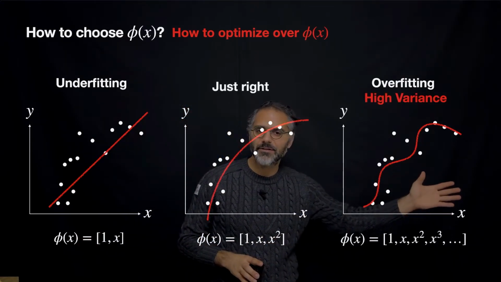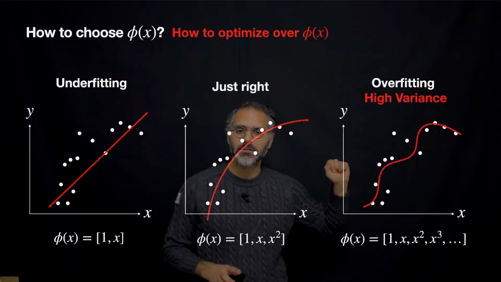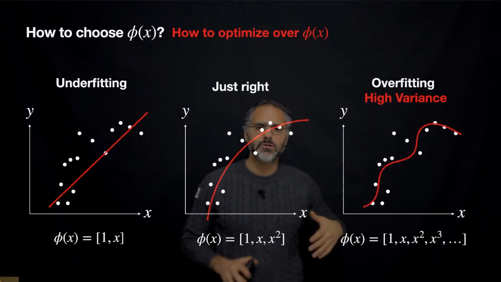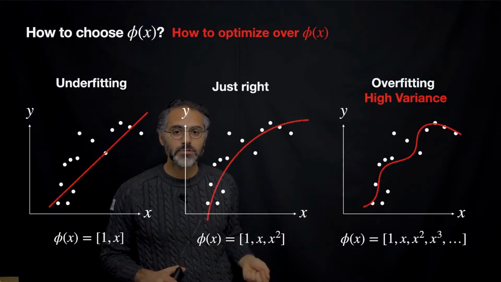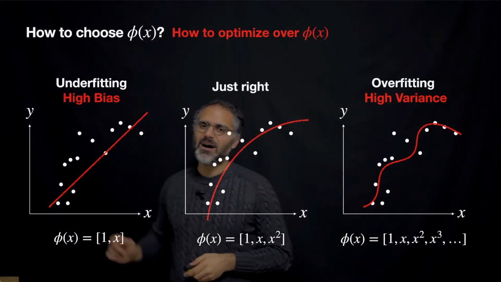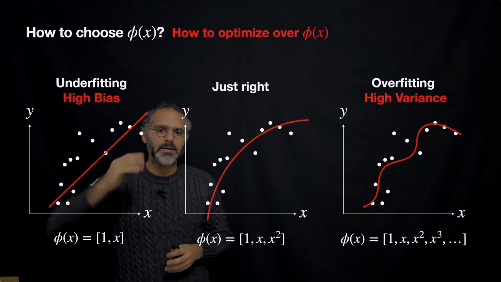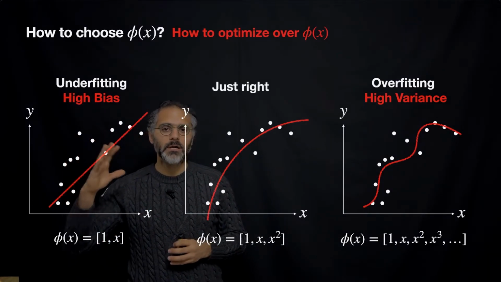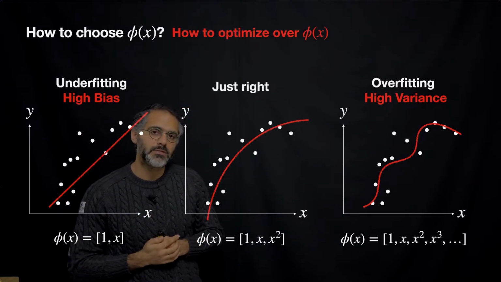Here you have high variance. If you just remove one data point, the model will look very different. It's not really capturing the trend. It might be capturing noise. We want it to be robust to that change. And here we have high bias. It's very biased. It's away from the trend that it's supposed to capture.